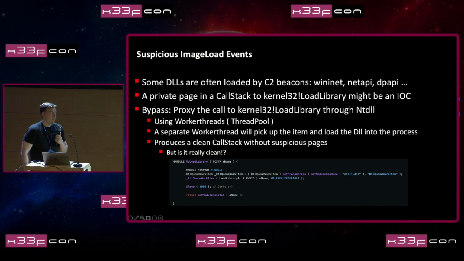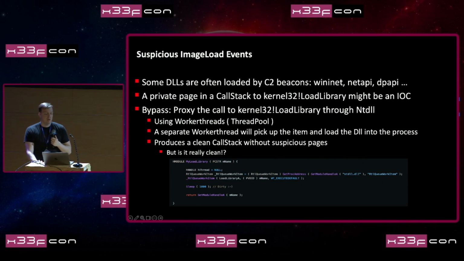Talking about image load events, there are a couple of DLLs which are usually loaded by both C2 beacons and other offensive tools, such as WinINet, NetAPI, and these kinds of things. As these tools are usually protected by a packer in order to circumvent static signatures, you usually have a private page in the call stack to kernel32 LoadLibrary, which certainly is an IOC, so we can add an IOC tag saying, hey, this call stack contains a private memory page.